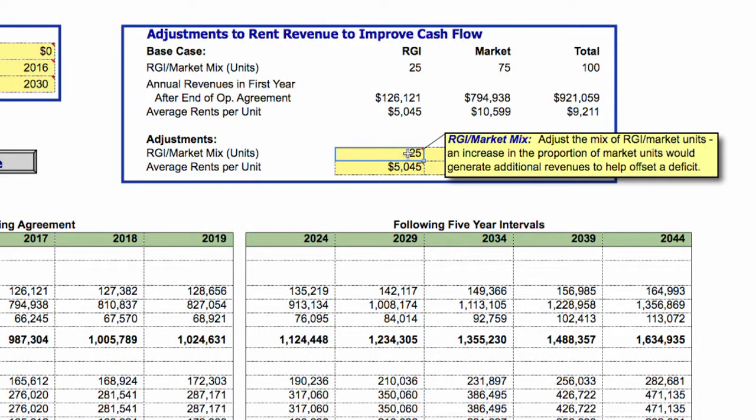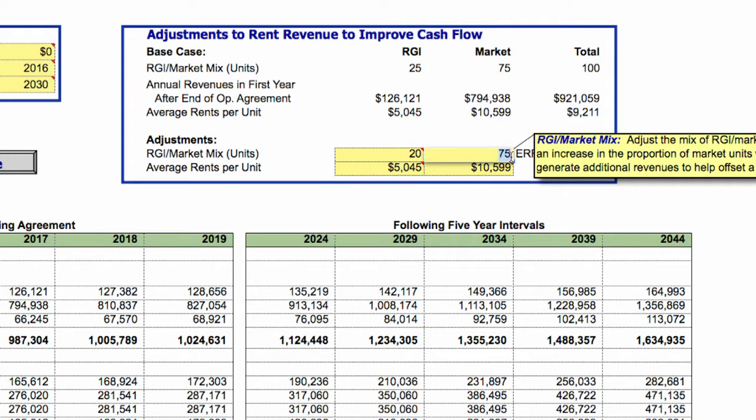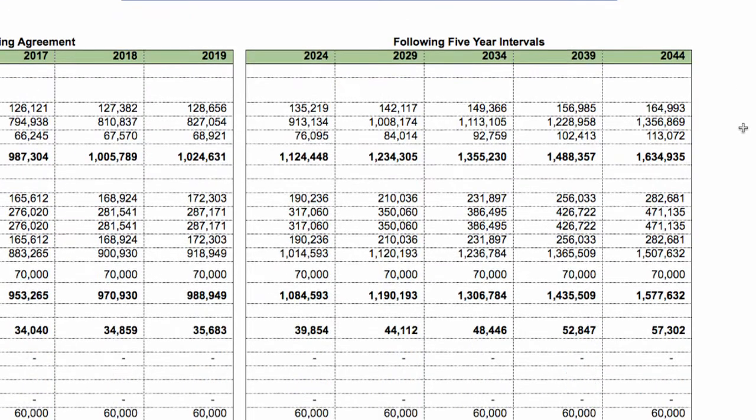Let's say, for instance, that we take your 25 RGI units and we drop down to 20. We have to balance that, and if you don't do that, you get that little error message there that you can see. So the model again is friendly. It tells you if you've made a mistake. It won't let you proceed with the wrong number. So we've got to balance that with 80. Right? And we enter that. Okay.